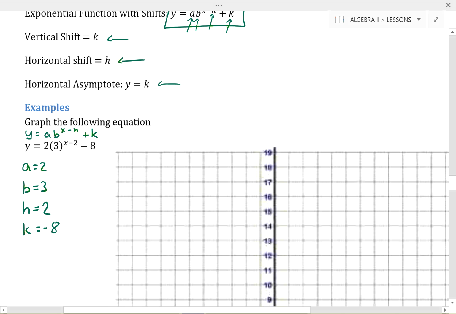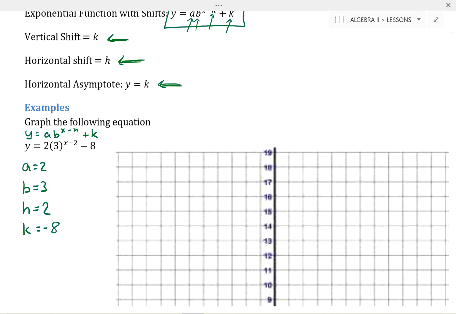So we have our four constant values in this equation. a equals 2, b equals 3. That's our initial value and our base multiplier. h is equal to 2, which we saw up here was what's called a horizontal shift, and k is negative 8, which we saw was a vertical shift, but it's also what gets us what's called our horizontal asymptote.